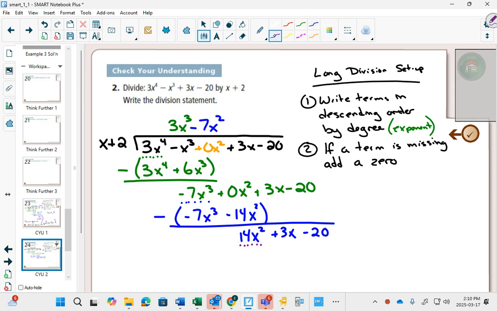Now my first term is a 14x squared. So I would add 14x. 14x times x is 14x squared. 14x times 2 is plus 28x. Put it in brackets and subtract. That'll be 0. 3 minus 28 is negative 25x. And negative 20 would still be there.